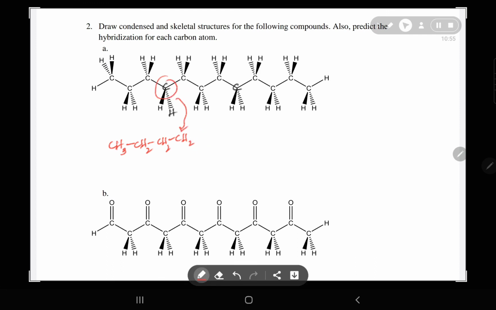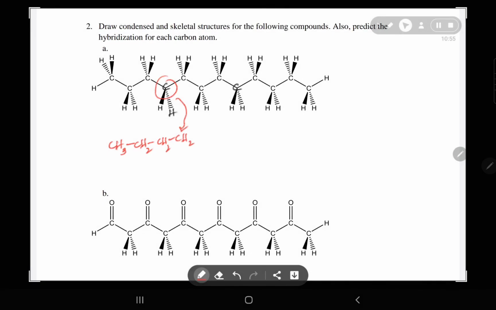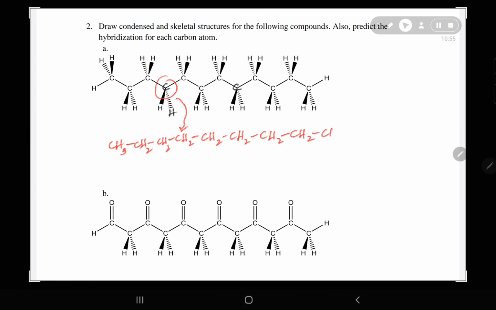You can trace it like that, or you can simply count the number of carbons: 1, 2, 3, 4, 5, 6, 7, 8, 9, 10, 11, 12. This is a straight chain compound, so you have all 12 carbons together. So CH2, CH2, CH2, CH2, and then 4 more carbons: CH2, CH2, CH2, and CH3. So this is the condensed structure.